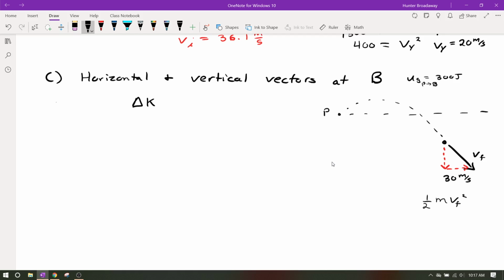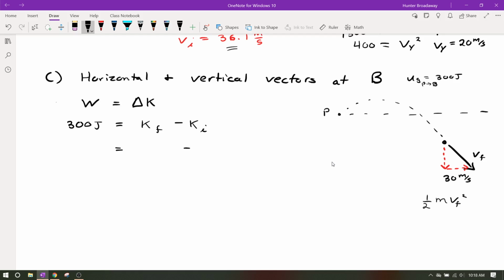Anytime you have a change in kinetic energy, that's equal to the amount of work done. So in this case, we know that the total amount of work done from point P to point B is 300 joules. It was all the gravitational energy that was spent, right? And we know that that's going to equal the change in kinetic energy. Well, the good news is we know what the kinetic energy is at the beginning. So it's Kf minus Ki, the final minus the initial. But we can find the initial kinetic energy. I think we may have already found it. If not, we've got this velocity up here of 36.1 meters per second, so we can pretty easily find that.